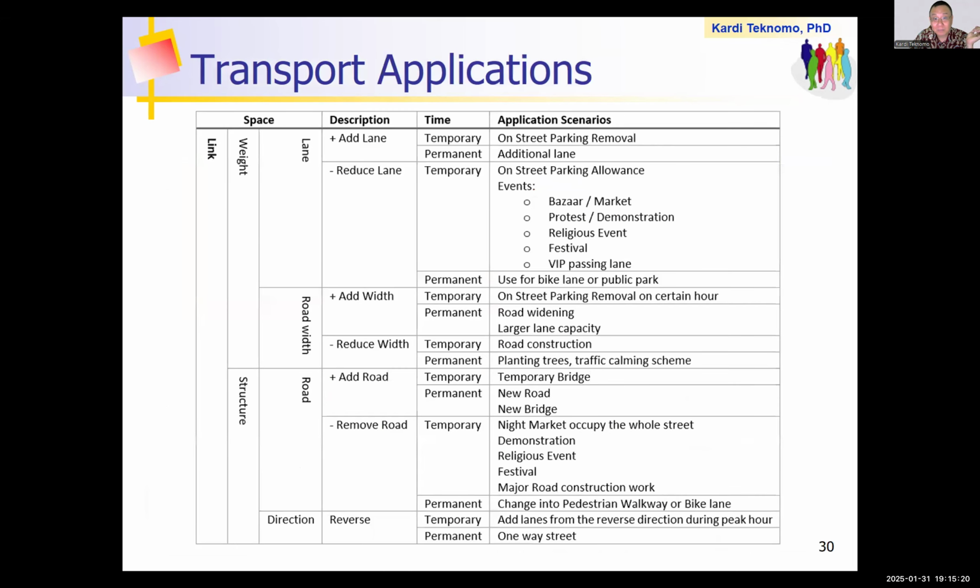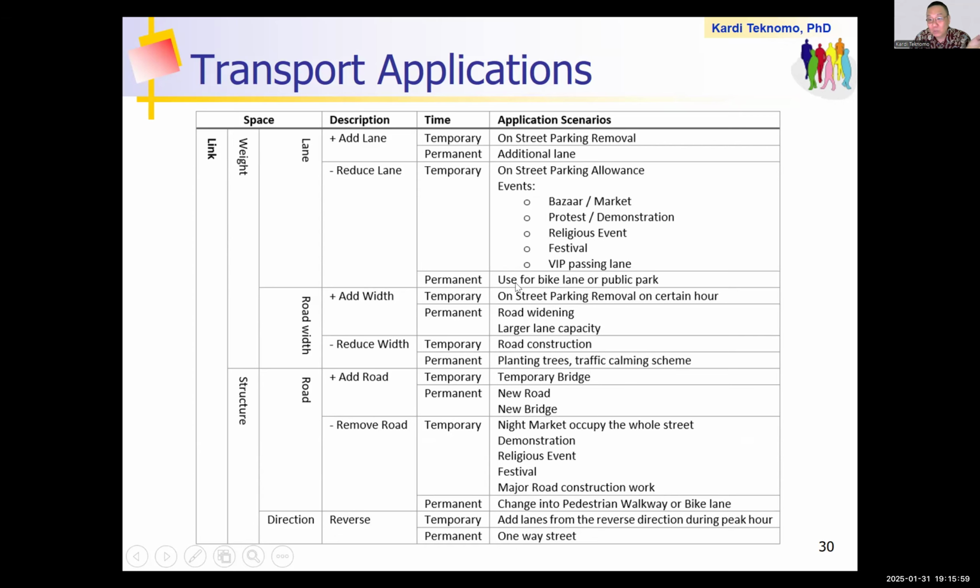Based on that, you can add a lane or reduce a lane, or add certain road width, or add a new road, for example, or remove a road, or change the direction. These are called policies that you can do. Generically, these are the policies. In real-world application, of course, adding a lane can temporarily be done, for example, by on-street parking removal, or an additional lane for certain events, such as a religious event, festival, and so on.